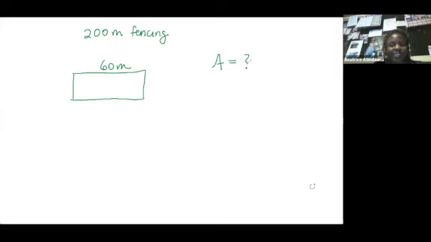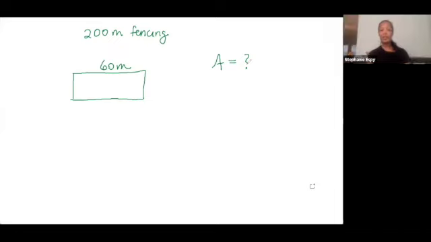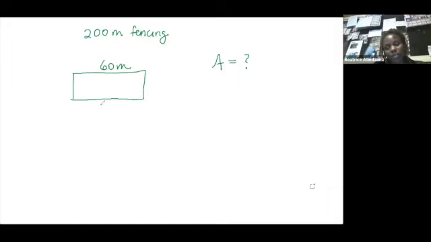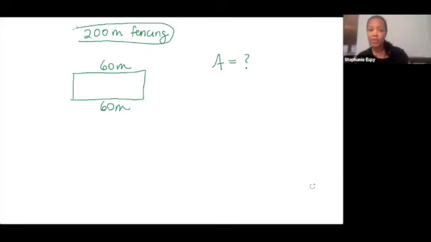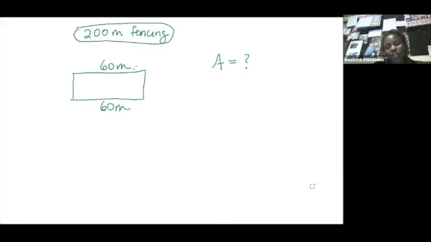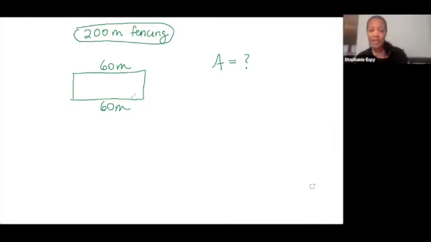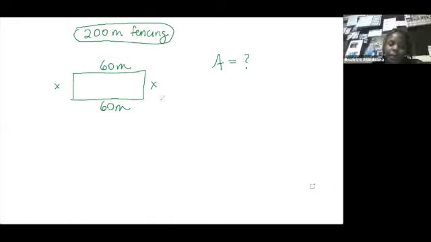I just guessed the answer. Okay, so if this side of the rectangle is 60 meters, what is the side right across from it? 60. Also 60 meters, right? And this is how much fencing we used in total. So we add up all four sides, because remember, all four sides have fencing, and we know these two sides are the same.